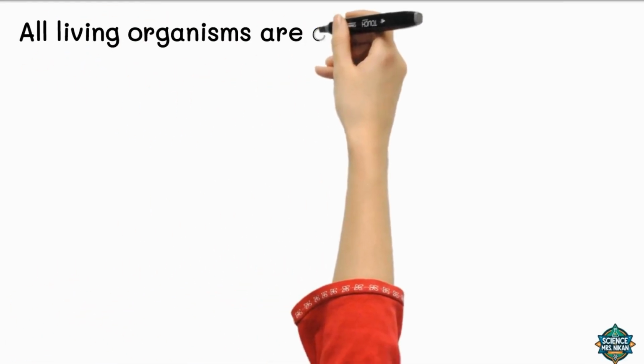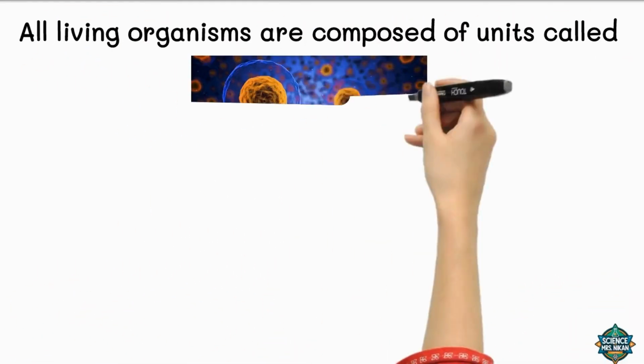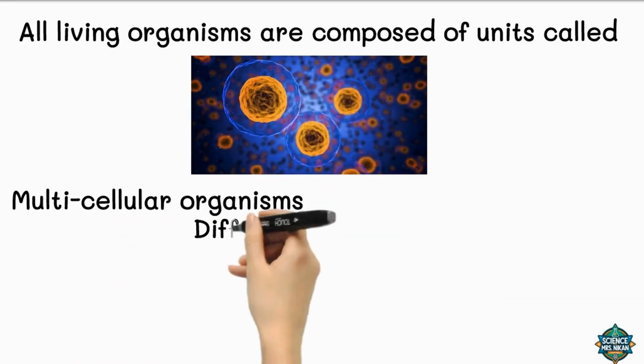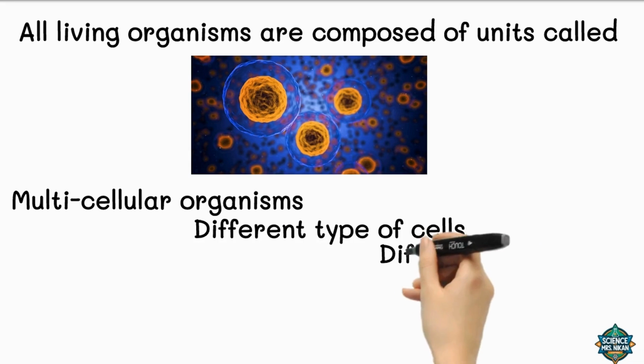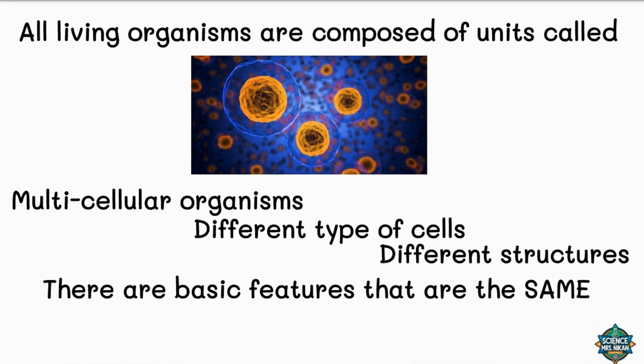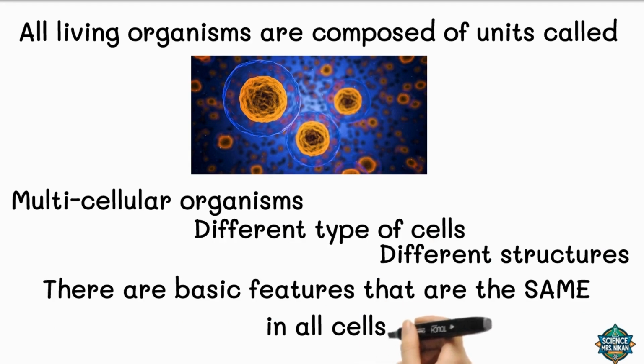All living organisms are composed of units called cells. In many celled organisms, there may be hundreds of different types of cells with different structures. Despite all the differences, there are basic features that are the same in all cells.